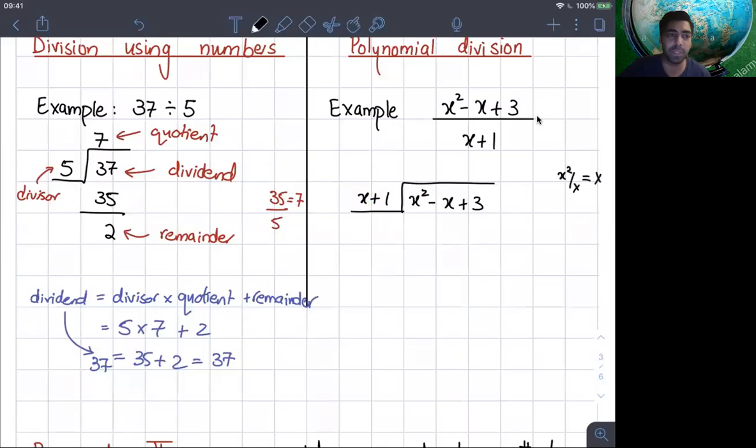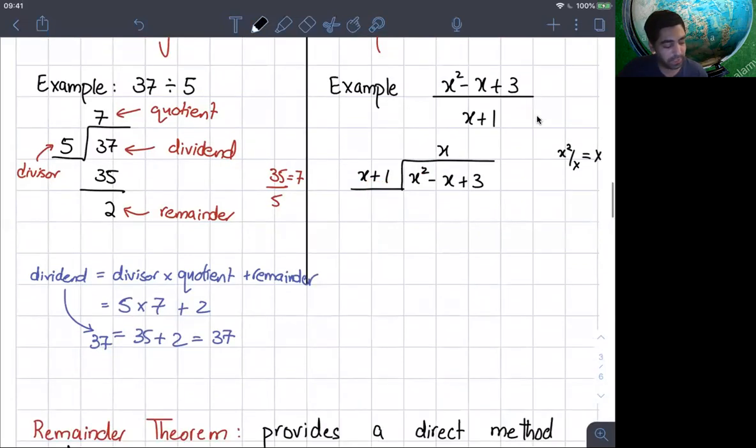That means that's what we need to multiply the divisor with. And if you remember, this is the divisor. So we write x above right here. Now we multiply this x by the x plus 1 out here, which will give us x times x will be x squared, and then 1 times x will be x. So the product is going to be x squared plus x. So we just go ahead and write it underneath.